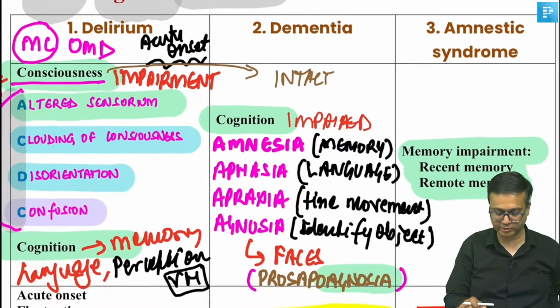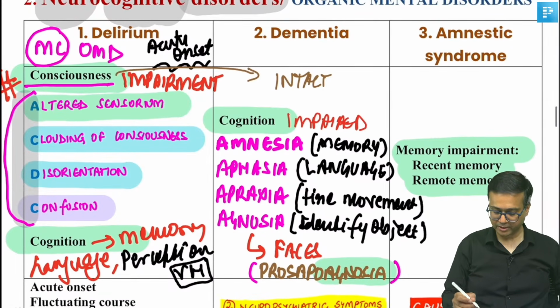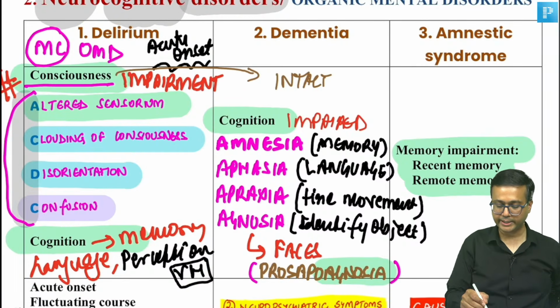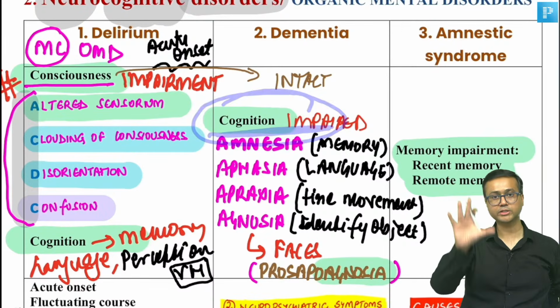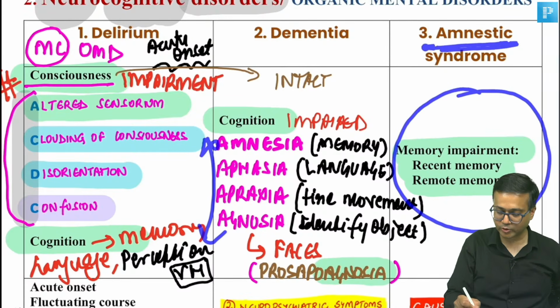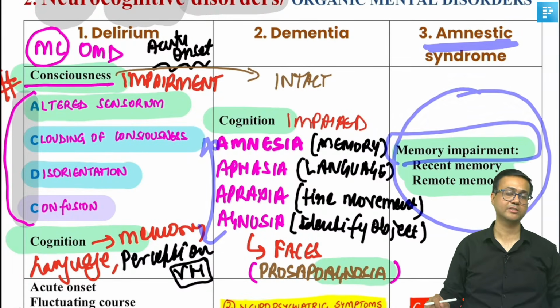Okay, I'll repeat once more. See this table again, beta. In delirium I am saying both consciousness and cognition are impaired. In dementia only cognitive functions are affected, only cognition, these symptoms are there. While in amnestic syndrome, see, the name is telling you amnesia, only the memory is impaired.